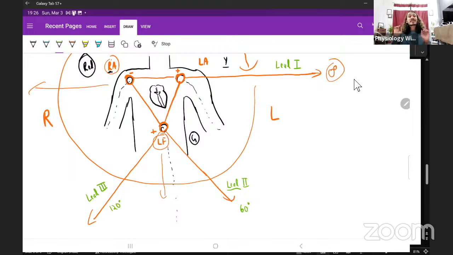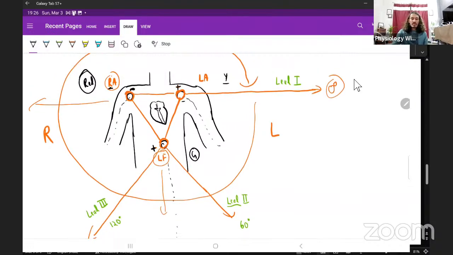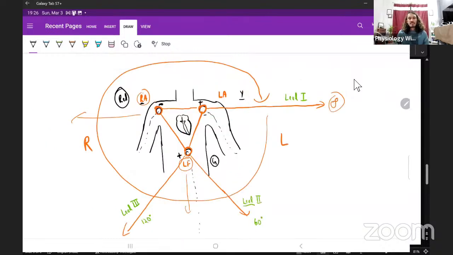So these are examples of bipolar leads. All of these are examples of bipolar. As you can see, there's going to be one positive and one negative. In this scenario, positive, negative. In this scenario, positive, negative. So like that, these are examples of your bipolar limb leads.